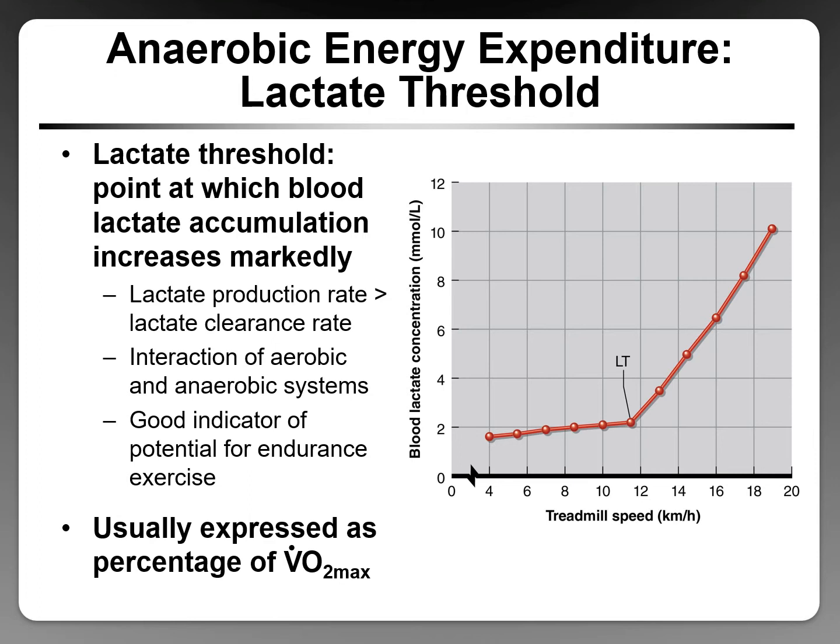This means we don't have enough oxygen available to take the pyruvate and put it through the Krebs cycle. So my pyruvate gets converted to lactate. We can kind of keep up with production and clearance to a certain point, and then we're going to get this accumulation. This is going to show us the interaction between the efficiency of our aerobic and our anaerobic systems. This is why the lactate threshold is our best predictor of potential endurance exercise performance. Our lactate threshold typically is going to be presented as a percentage of our VO2 max.